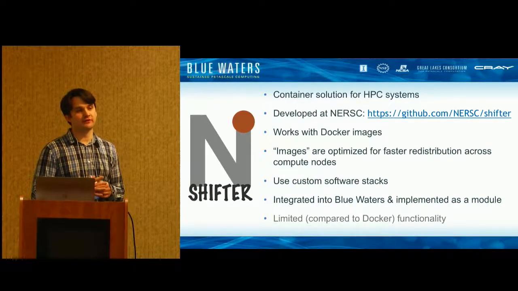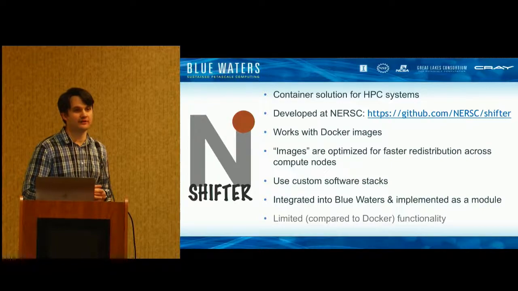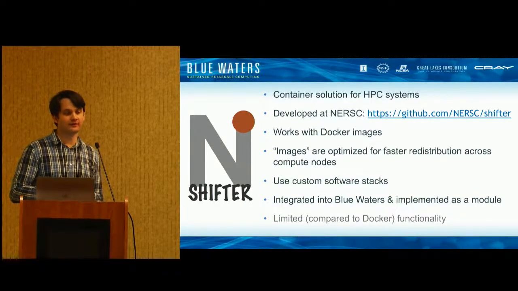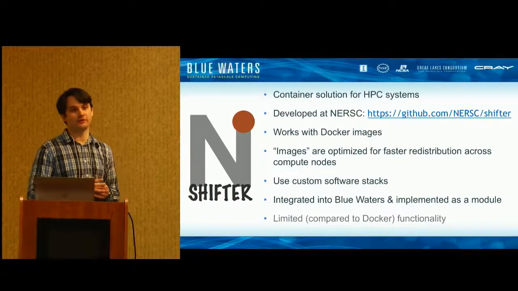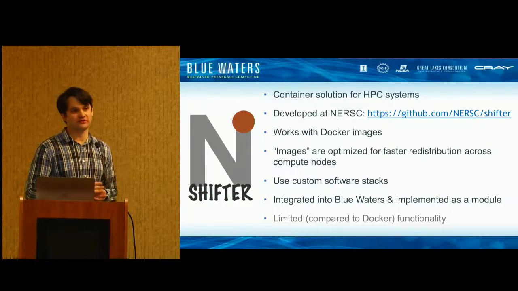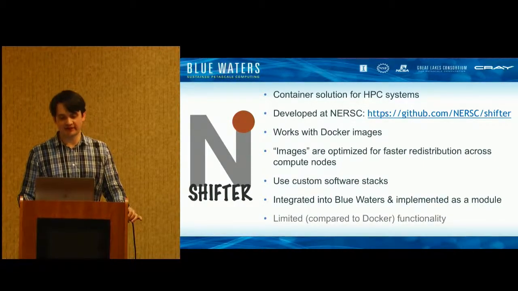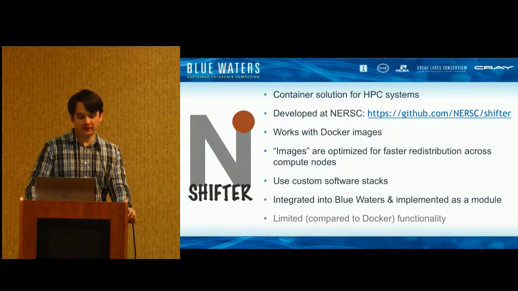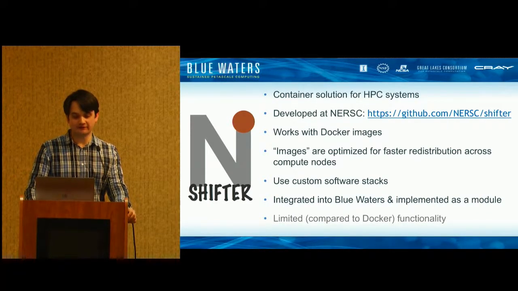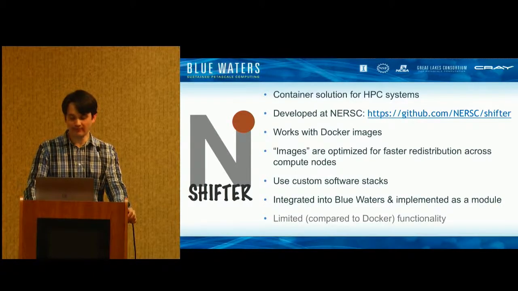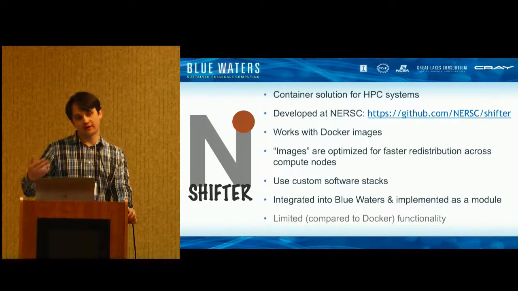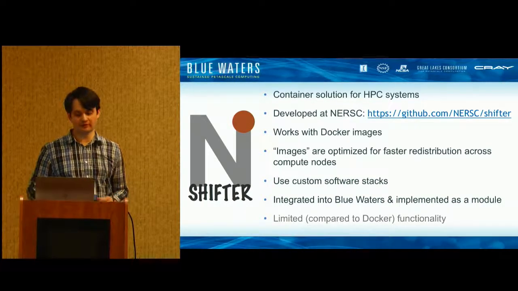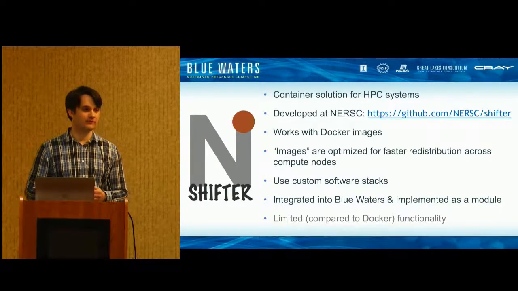And you have to understand that if you plan on running a job that uses 1,000 nodes and you use an image that is, let's say, a gigabyte, you would have to send 1 terabyte of data, and it would be a very heavy load. And Shifter images are optimized so that this task is not that difficult or heavy. Now, Shifter allows us to use software stacks, and it is integrated into Blue Waters as a module. Of course, it has limited functionality because it's like a subset of Docker. So there are things that you can do in Docker but cannot do in Shifter. But at the same time, those downsides are really minor.